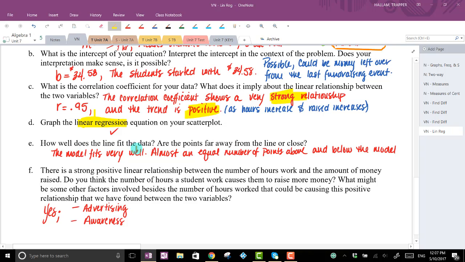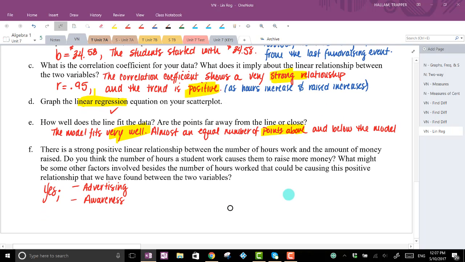How well does the line best fit the data? How far are the points from the line? No, it fits very well, and the points were very close to the line. There were some above and some below, and that's exactly what you want to see. So, is there a strong positive linear relationship between the number of hours worked and the money raised? Yeah, of course. It did look like there was a relationship there, and our R says that there was.